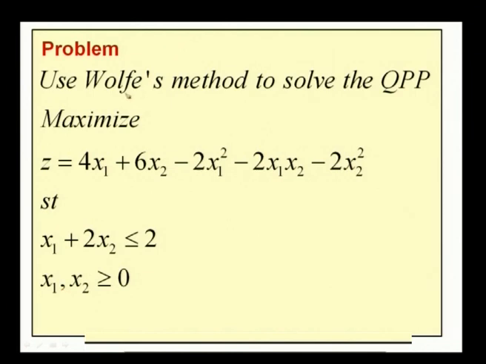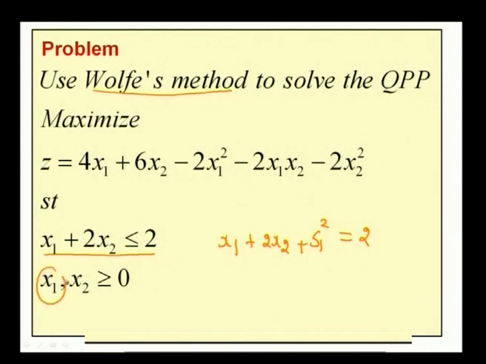Now, the first step in Wolfe's method is to introduce a slack variable to convert the inequality constraints into equation constraints. So, if we consider this constraint, by introducing the slack variable, we can rewrite this inequation as an equation, which is x1 plus 2x2 plus s1 squared equal to 2, where s1 squared is the slack variable.